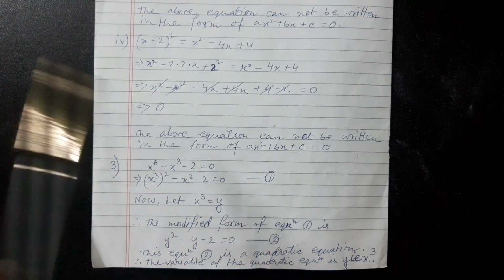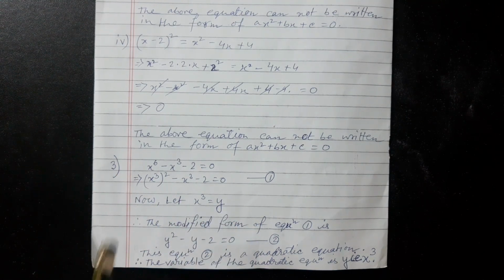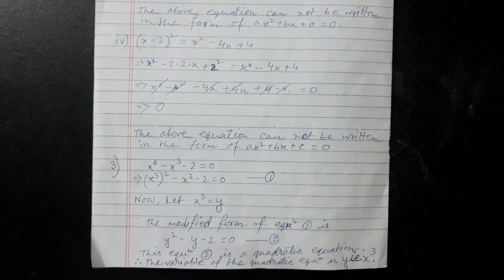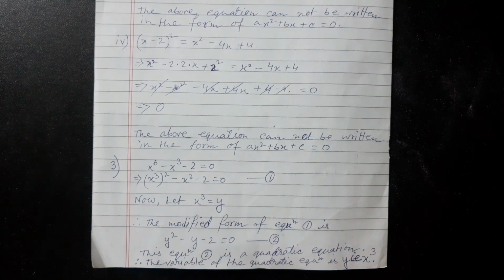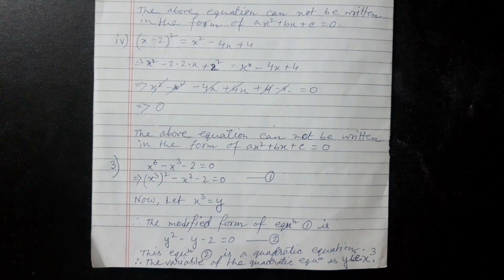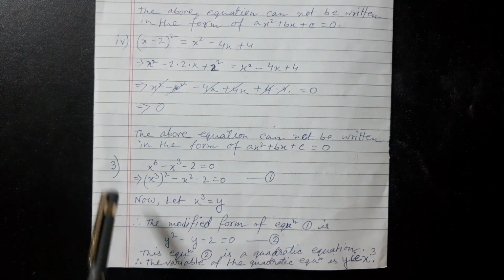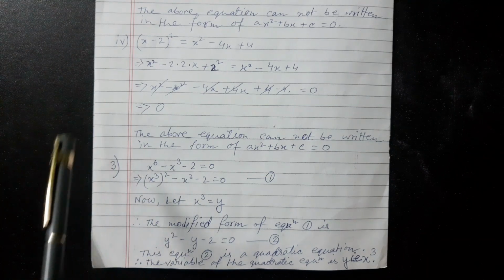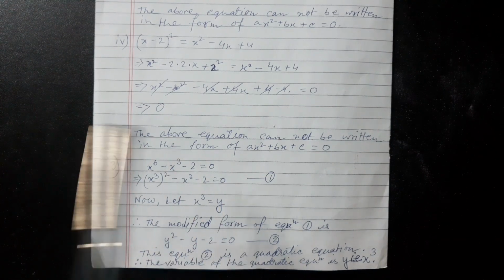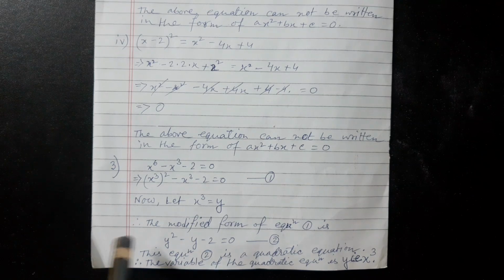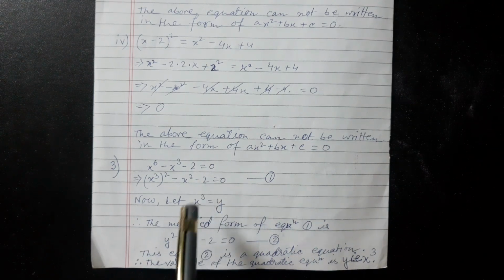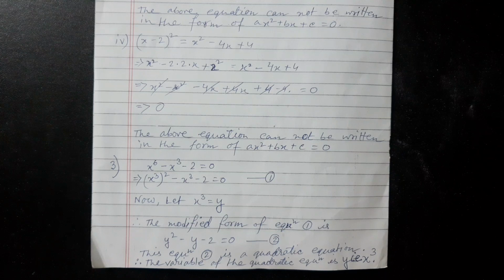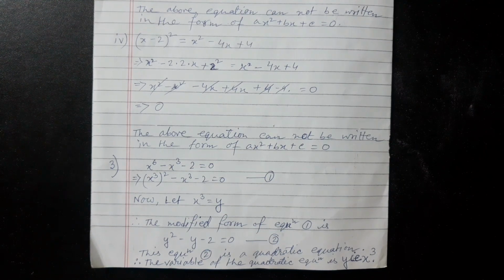Let x cube equal to y. So, the modified form is y square minus y minus 2 equal to 0. This is a quadratic equation as the maximum power of the variable is 2. So, the answer is this equation is converted into a quadratic equation and its variable is y, that is x cube. Okay.